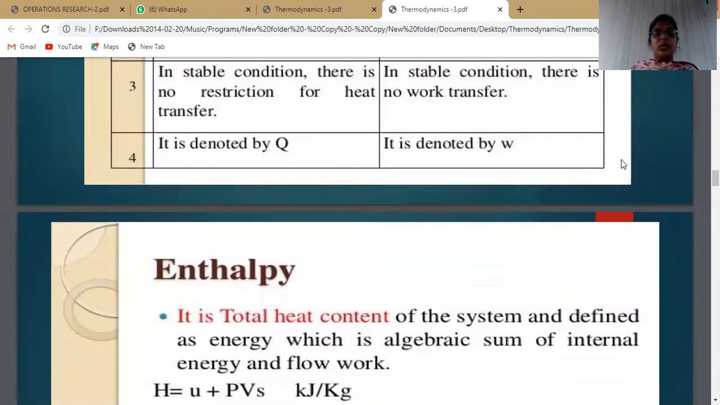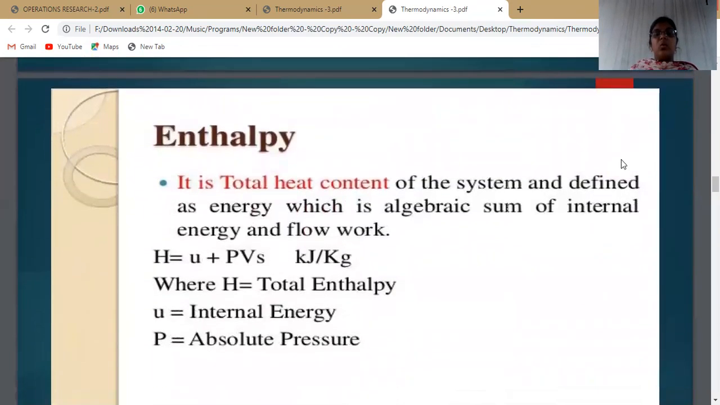This question is very important from the exam point of view. Enthalpy. What is enthalpy? It is the total heat content of the system, defined as the algebraic sum of internal energy and flow work. So H is equal to U plus PV, where H is the total enthalpy, U is internal energy, P is absolute pressure, and V is volume. So enthalpy is the algebraic sum of internal energy and flow work of the system.